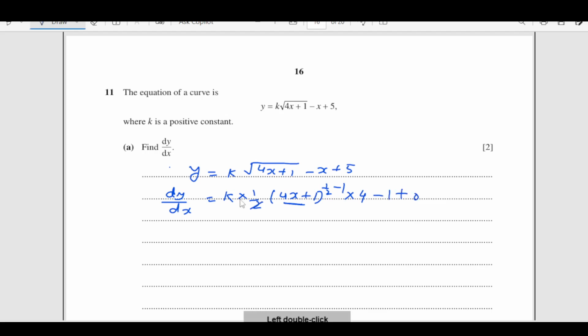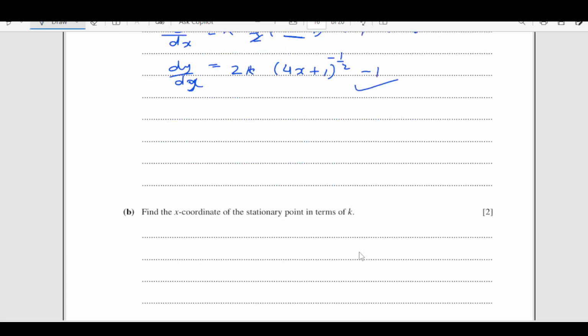Now this 2 and 2 cancel with the 4. So we have here 2k in brackets, 4x plus 1 power negative half, minus 1. So this is the required derivative. So this is our answer. Okay, so now let us move to the next question.